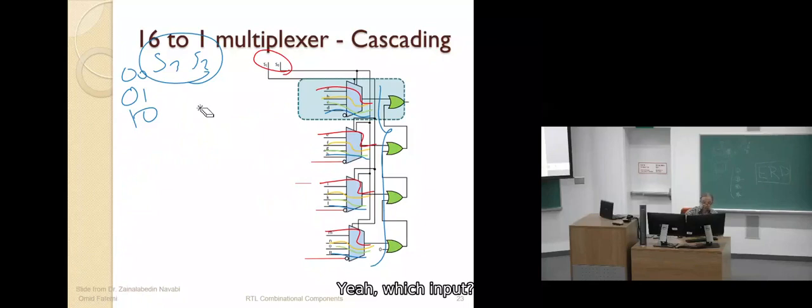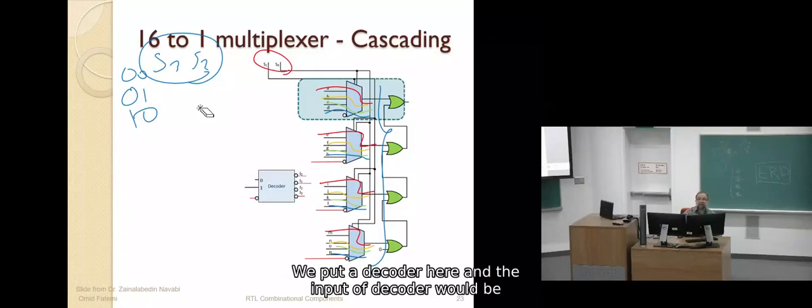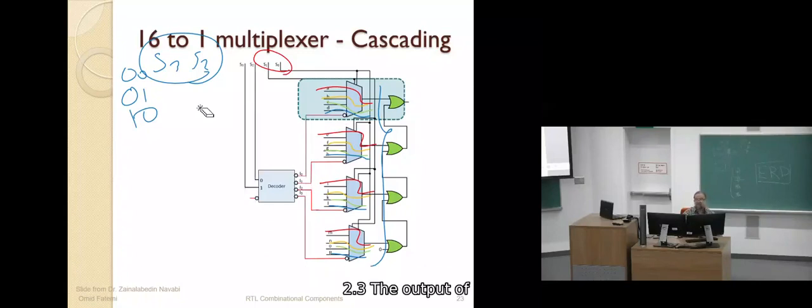Which input? The enable. Yeah. That's why we built enable. It has enable now. And using the decoder, we can go to that. We put a decoder here, and the input of the decoder would be S2 and S3. The output of the decoder goes to the enable of the multiplexer. Let's have a look at this design.